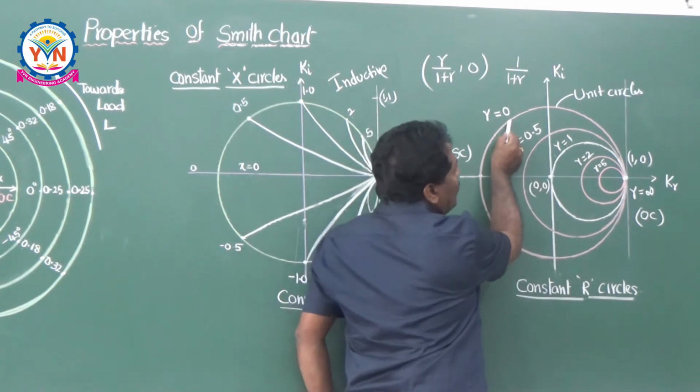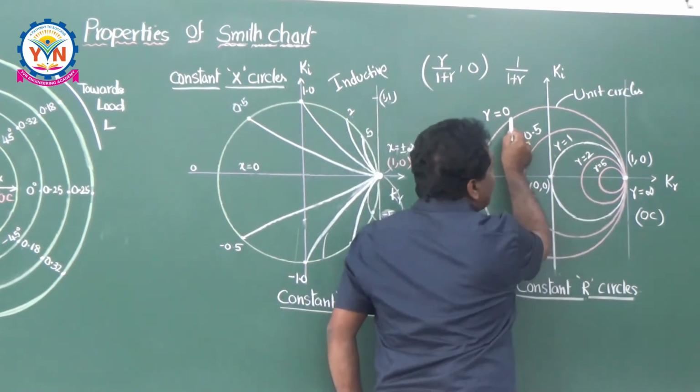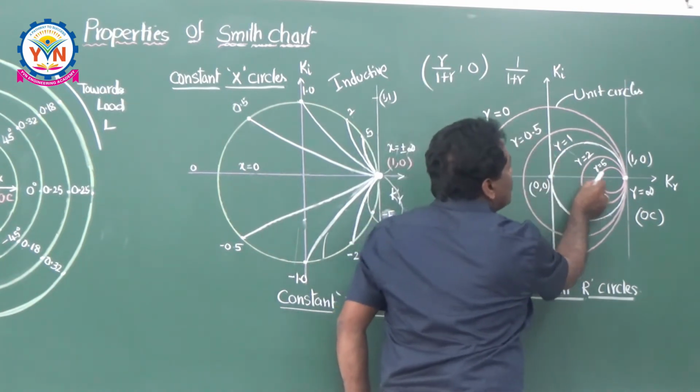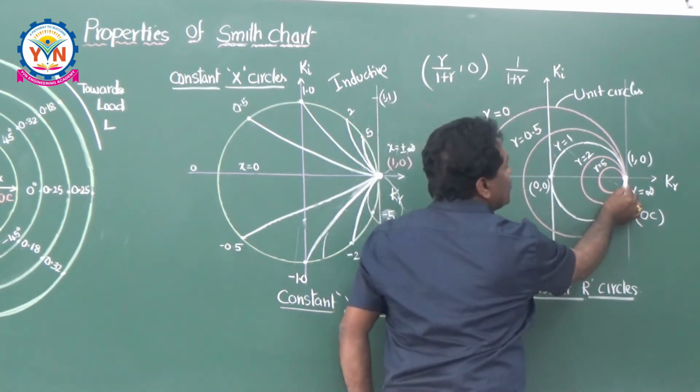As you travel from the outermost circle to the smallest circle, the resistance increases. Here the resistance is 0. Here the resistance is infinite.